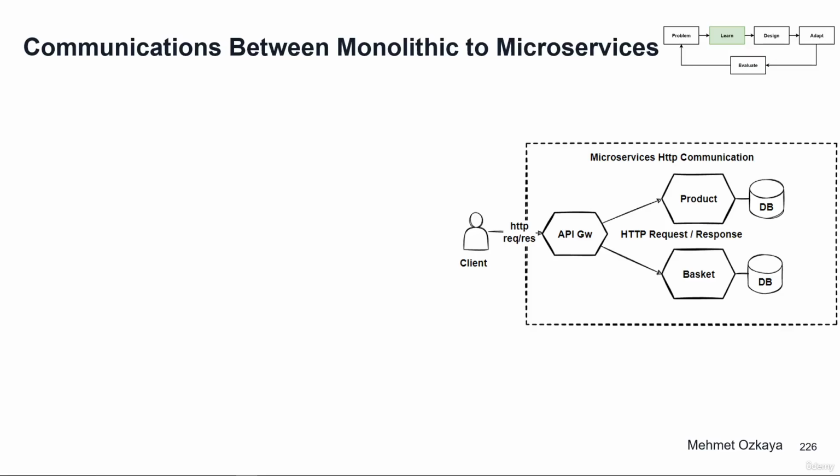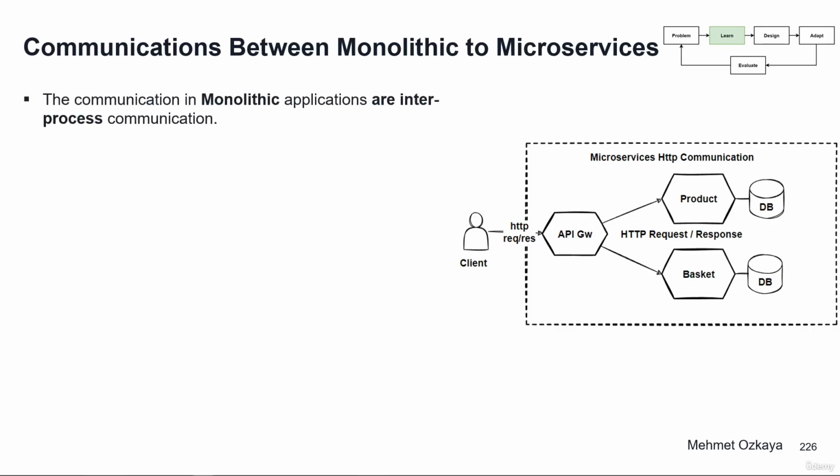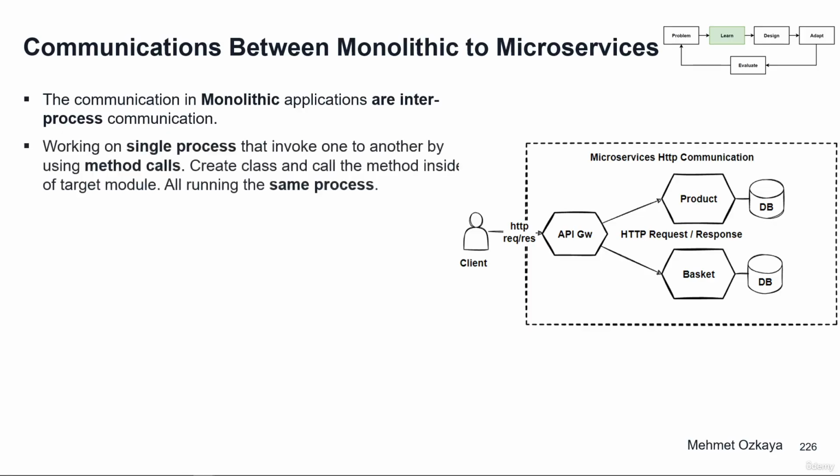In this video, we are going to learn communications between monolithic to microservice architectures. When we are working with the monolithic applications, we said that communication in monolithic applications are inter-process communication. So that means it is working on single process that invoke one to another by using method calls. You just create class and call the method inside of the target module, all running the same process.